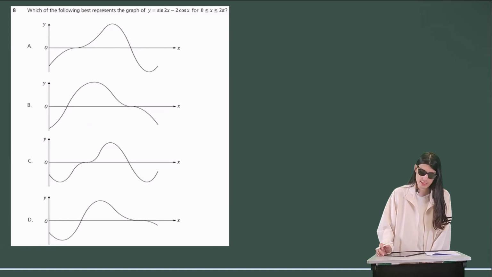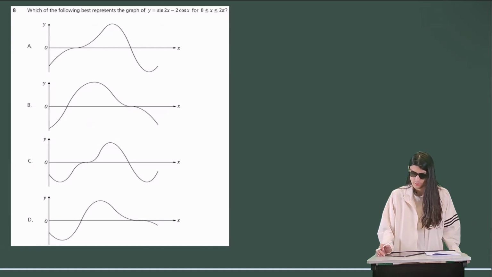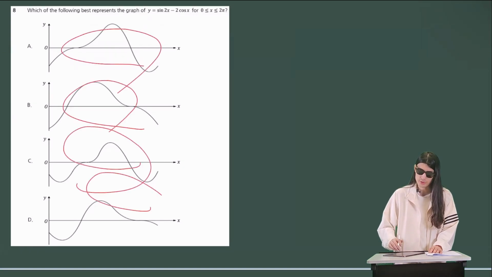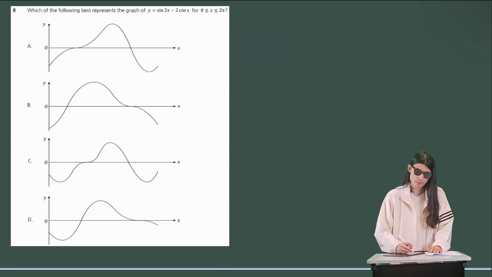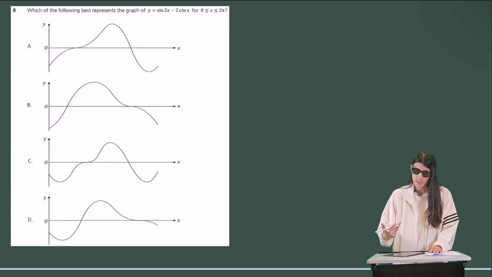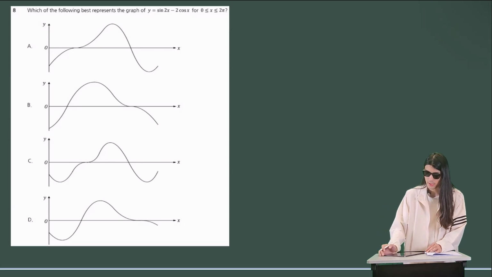Normally for questions like this, I would, again, recommend you guys to substitute points which are shown on these options, on the graphs, into the equation and pick the one that satisfies all the points that it should satisfy. That's what I would normally recommend.